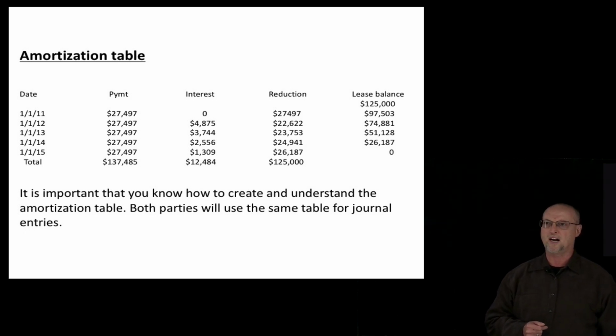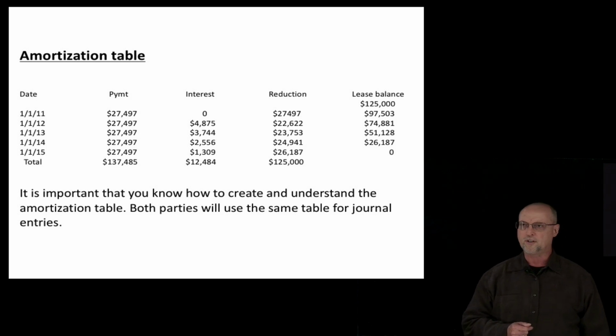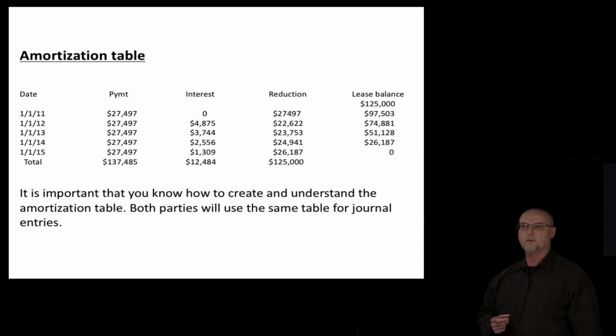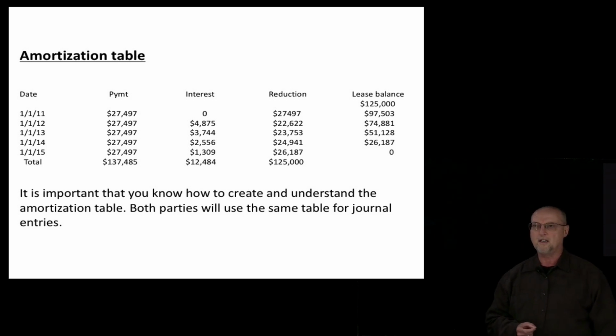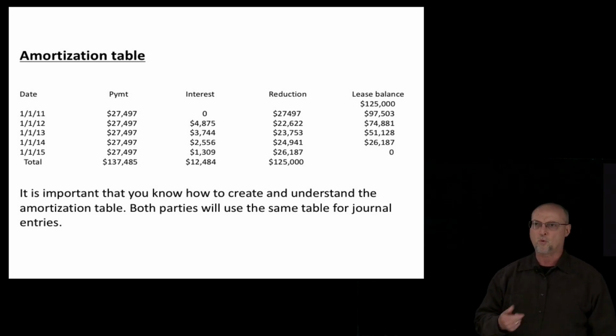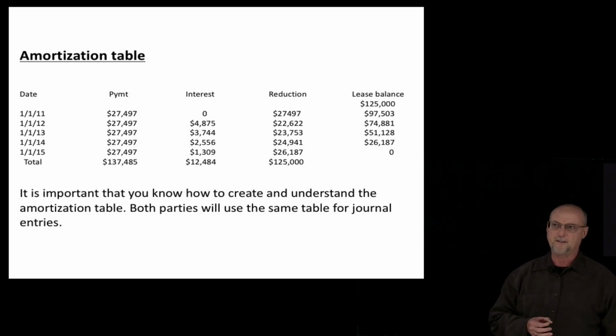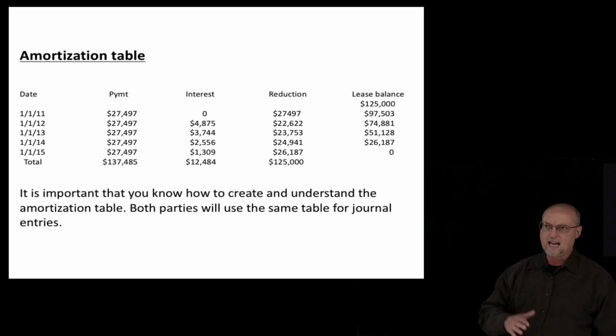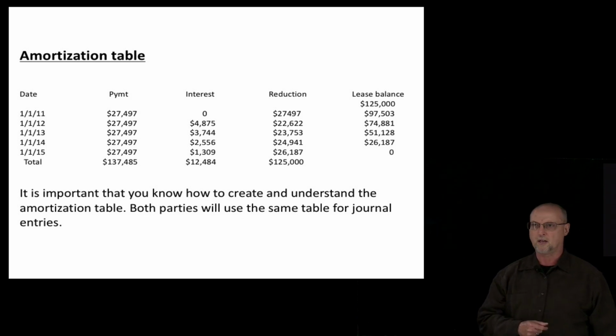$74,881 times 5% will generate interest of $37.44. So we have our payment of $27,497. We subtract $37.44, and that's going to reduce the lease liability or lease receivable by $23,753, leaving an outstanding balance of $51,128. I will let you review the amortization table and bring it down to zero at the end of the last year on your own time.